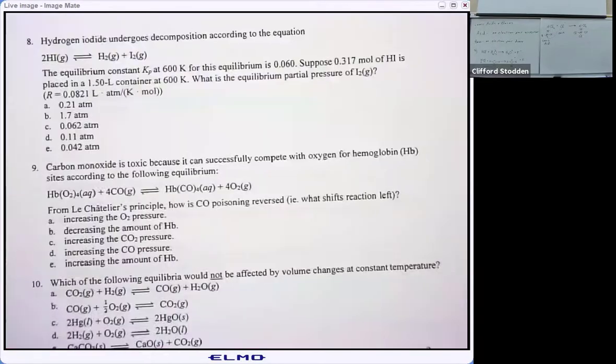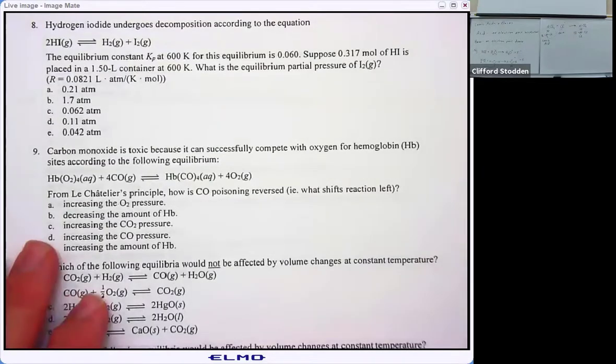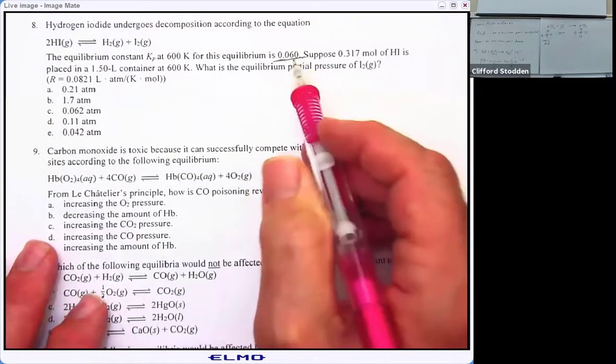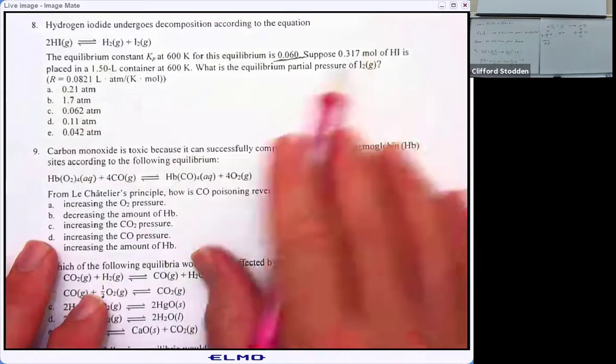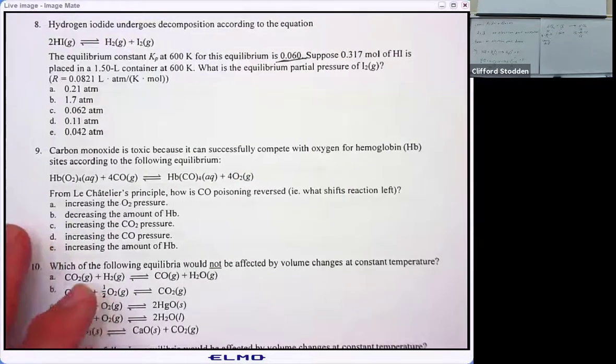But it's not. For 8, hydrogen iodide undergoes decomposition according to that equation. The K sub P for this is 0.06. Suppose 0.317 moles of HI is placed in a 1.5 liter container. What is the equilibrium partial pressure of I2? Okay, so we have a K sub P, and we have initial values, and we're asked what the equilibrium values are. So this is an ICE problem in terms of a K sub P value.